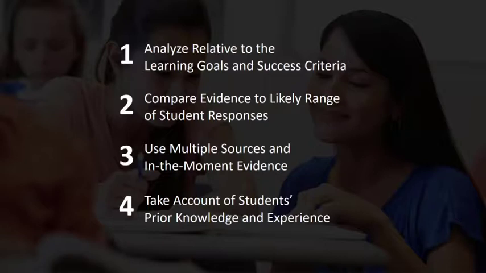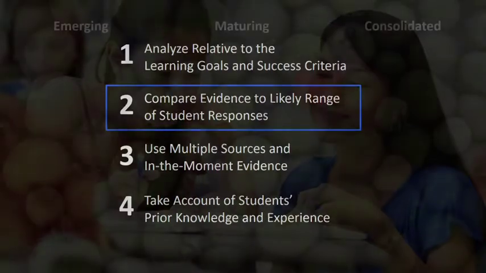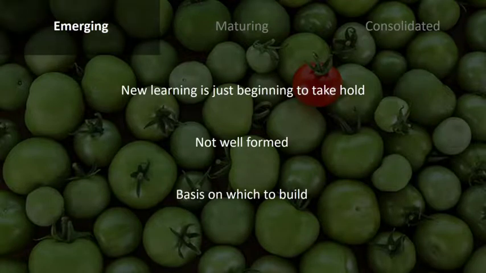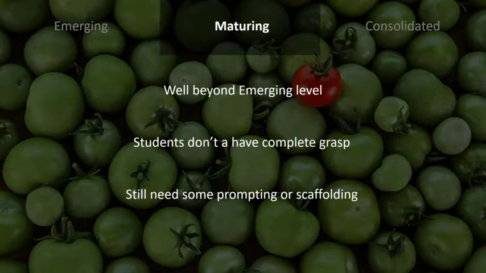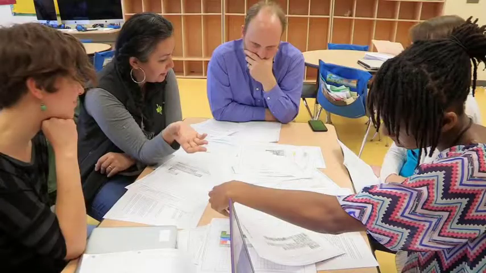This video focuses on comparing evidence to a likely range of student responses. Recall our conception of a range of student responses from the Gathering Evidence module. These responses span from emerging to maturing and consolidated levels. From the stage where new learning is just beginning to take hold, to students gaining a greater understanding of what they are learning, to finally being able to use new learning independently.